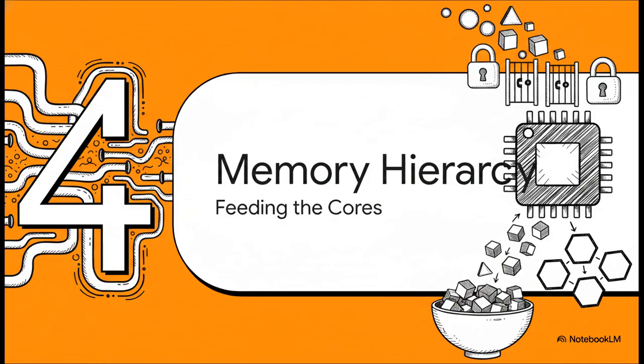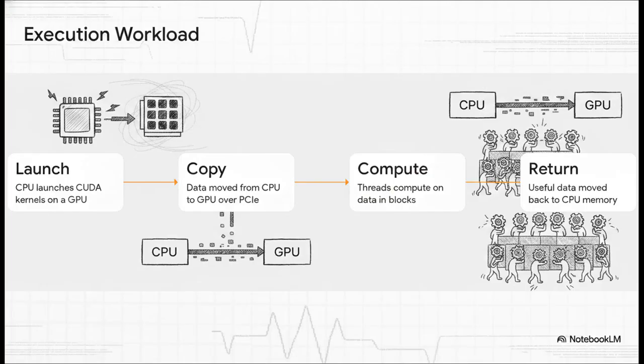Moving into Section 4, the GPU memory hierarchy. Because let's be real, all of that massive computational power is completely useless if you can't feed it data fast enough. A starving GPU is a slow GPU. So what is the actual physical journey of the data? It's a strict 4-step reality check.